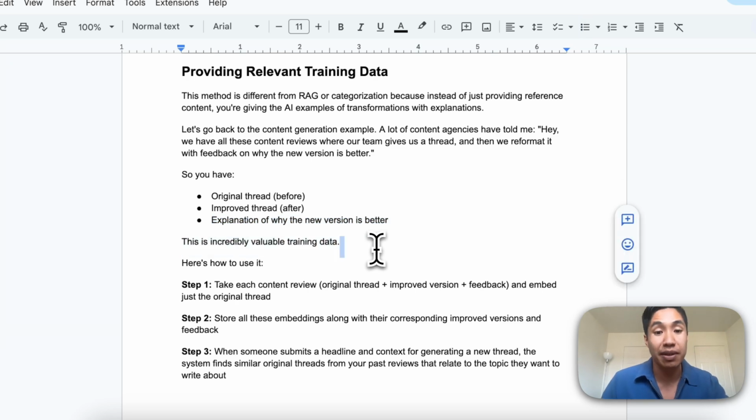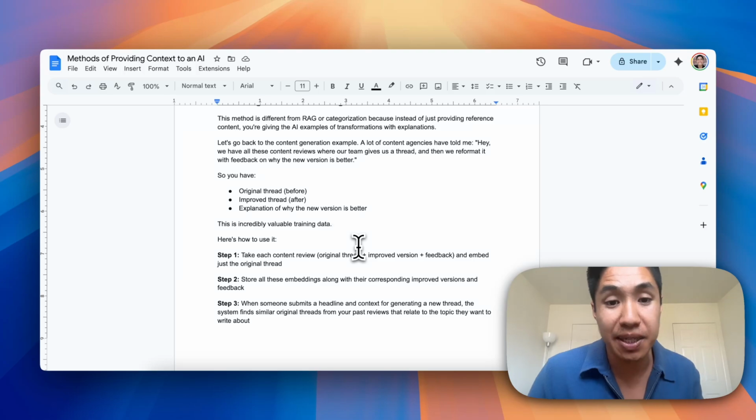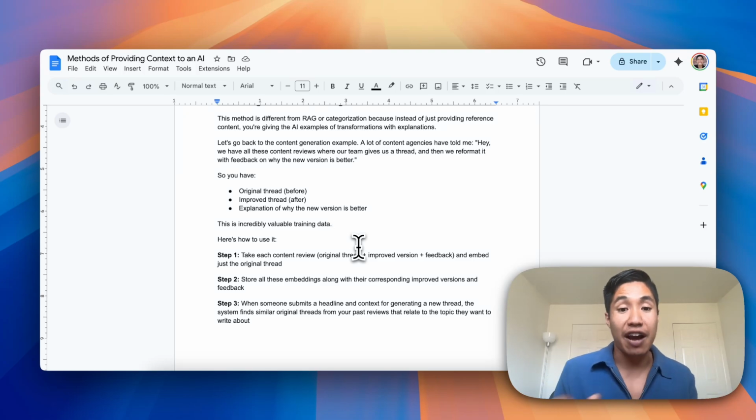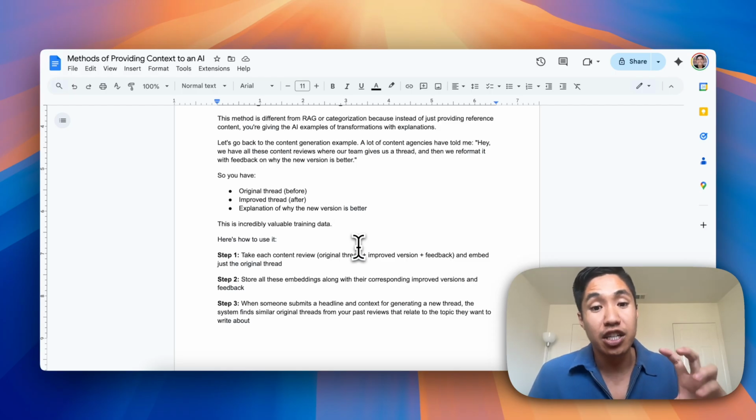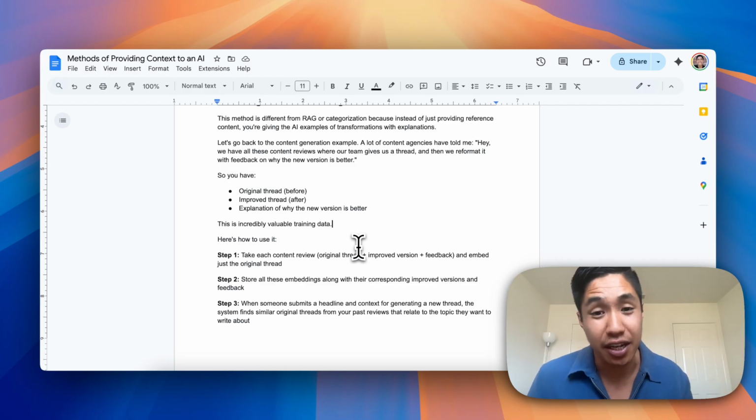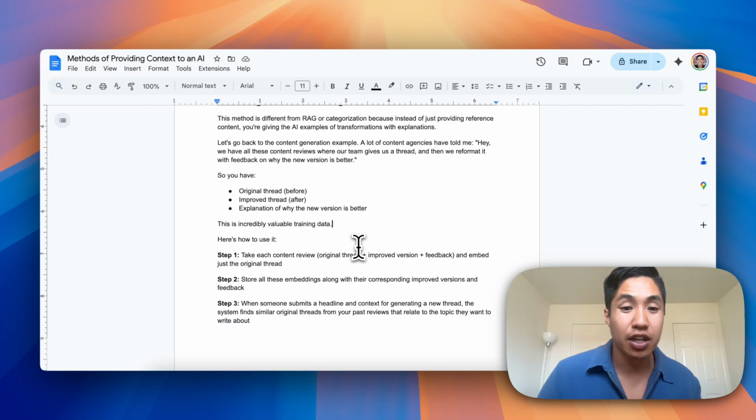And this is incredibly valuable training data for an LLM as it's writing a thread. The reason why is because, one, it understands the before and after. It can understand what to do and what not to do because we have the feedback too. So we're giving it really nuanced explanations of what we like and, more importantly, what we don't like when writing a thread, right?